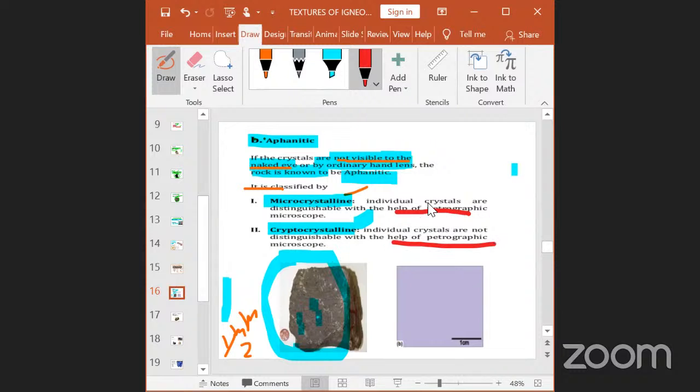You see the difference between these: the crystals are individually distinguishable with the help of the microscope in one, and not distinguishable with the petrographic microscope in the other, right? You see the difference here; this is the 1 mm width. This is an example picture here, an aphanitic picture, right?